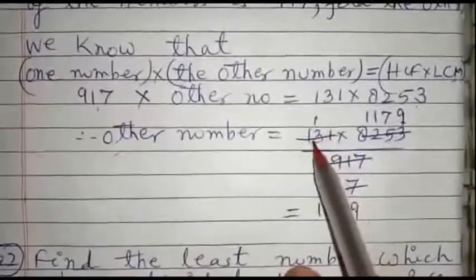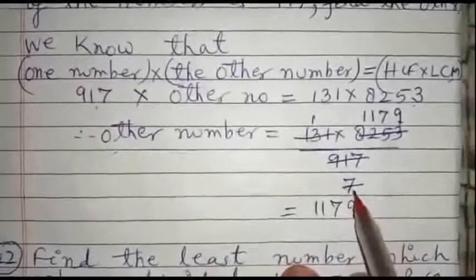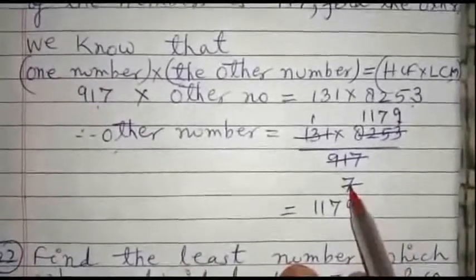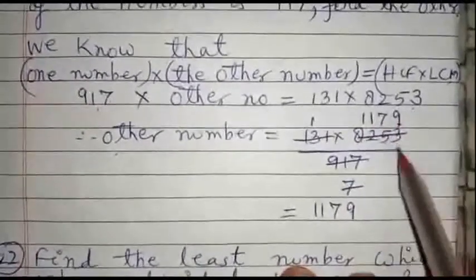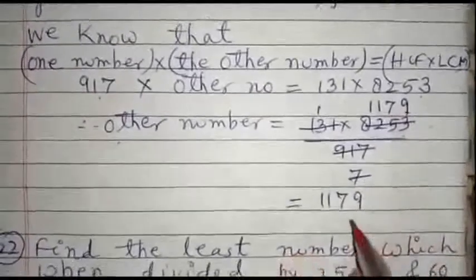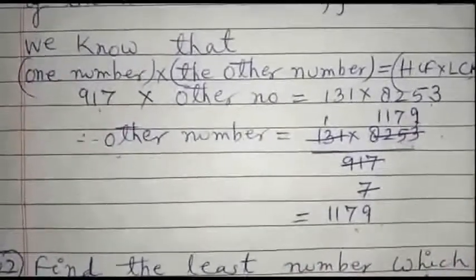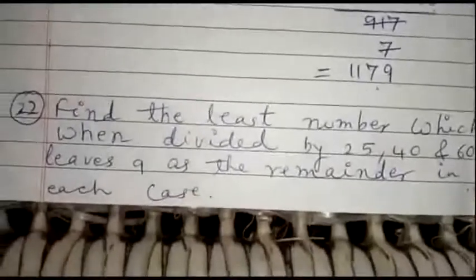131 once is 131, 131 times 7 is 917. Now 1 into 117... 131 times 9 is 1179, so the other number will be 1179. We are moving to question number 22.